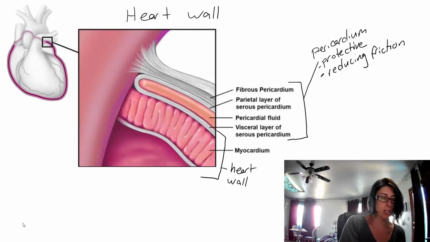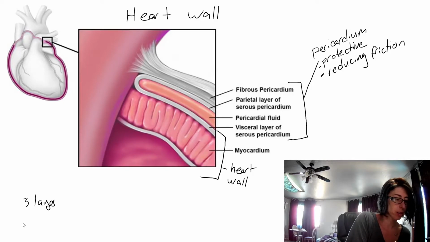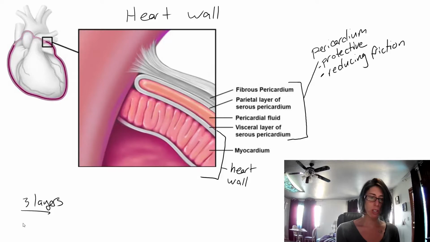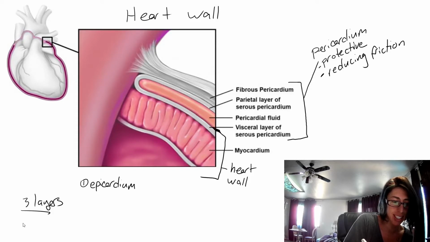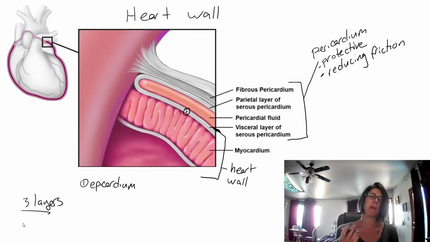Now, within the pericardium, you have more layers known as the heart wall. So the heart wall has 3 layers. The first layer is called the epicardium. The epicardium is this layer right here. That's the epicardium, number 1. The epicardium is the same membrane as the visceral layer of the pericardium. So the visceral layer of the pericardium and the epicardium are actually the same membrane.